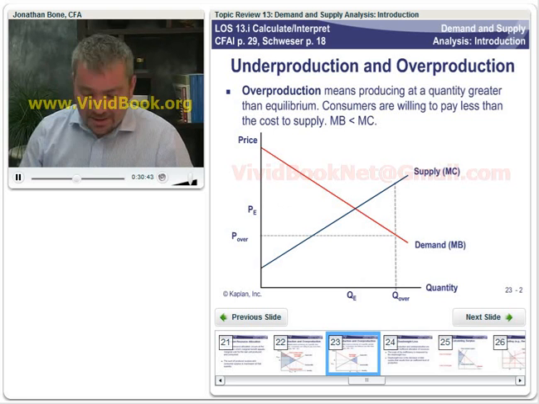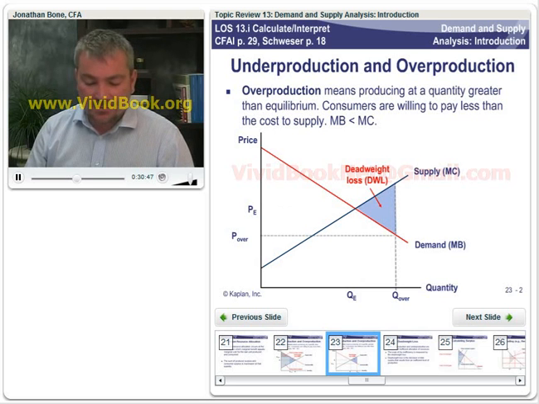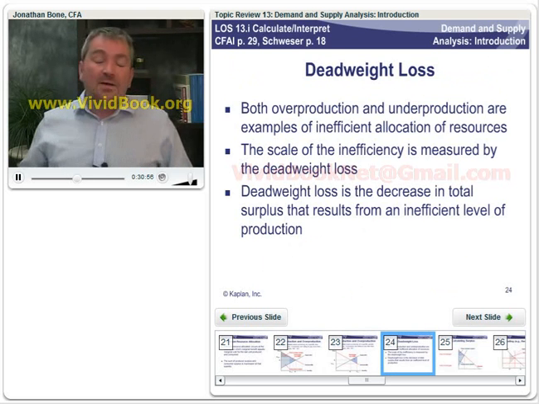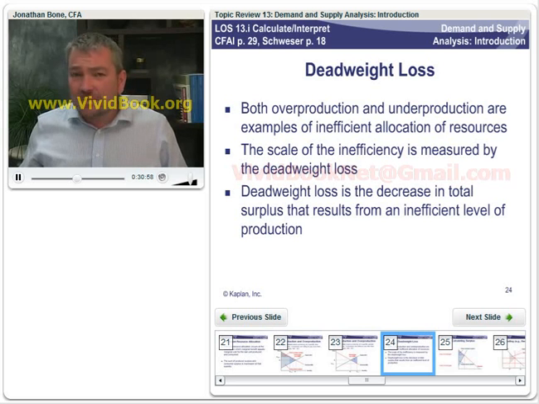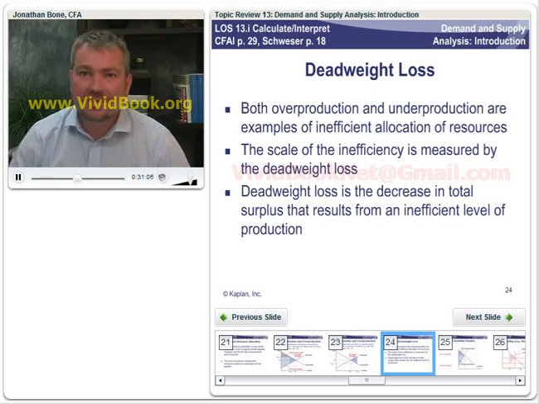Now again, our little triangle is going to be deadweight loss. Again, notice marginal benefit is less than marginal cost. That is your key thing to take from this slide. So both over and under production are inefficient because they do not maximize the aggregate of consumer and producer surplus. And that loss in surplus is referred to as our deadweight loss.